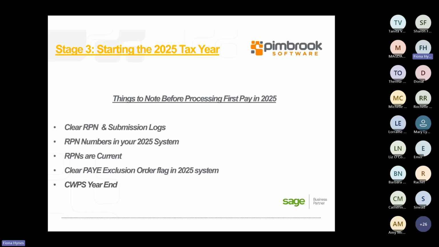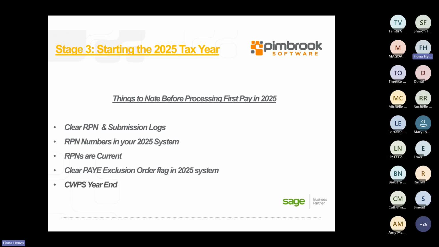Stage 3, starting the 2025 tax year. So we're going to set up the 2025 payroll. We'll go through a few things to note again before we start. Firstly, what does the software do when you select Set up Tax Year 2025? Basically, the software transfers over your payroll data to the 2025 software. And as part of this process, it will tidy up a few things.